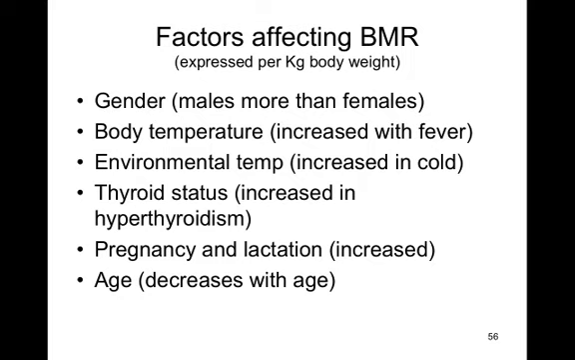And lastly, age can be an influencing factor. There is about a 1 to 2% decrease in BMR through every decade of your life. So while a person in his 20s might have a caloric requirement of about 2000 calories, a person in his 60s has a significantly lower caloric requirement due to the increase in age.